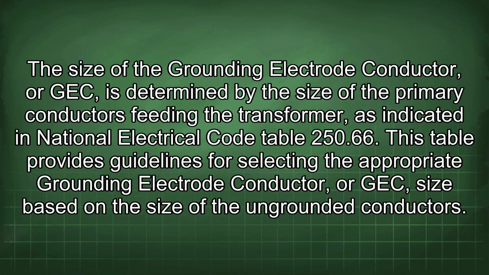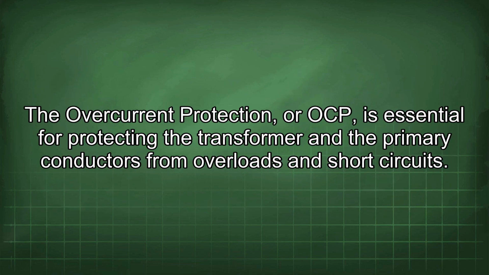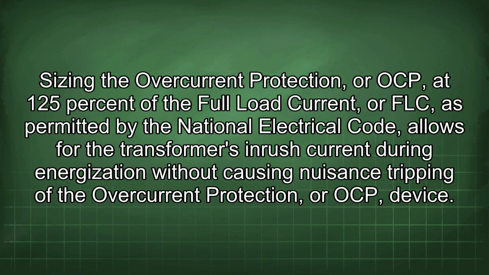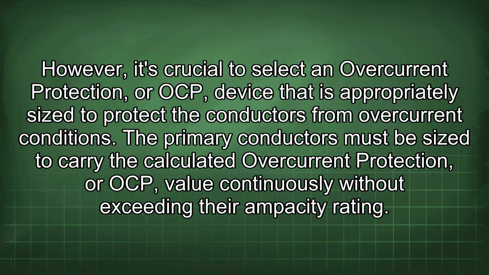The overcurrent protection, or OC, is essential for protecting the transformer and the primary conductors from overloads and short circuits. Sizing the overcurrent protection, or OC, at 125% of the full load current, or FLC, as permitted by the National Electrical Code, allows for the transformer's inrush current during energization without causing nuisance tripping of the overcurrent protection, or OC, device. However, it's crucial to select an overcurrent protection, or OC, device that is appropriately sized to protect the conductors from overcurrent conditions.